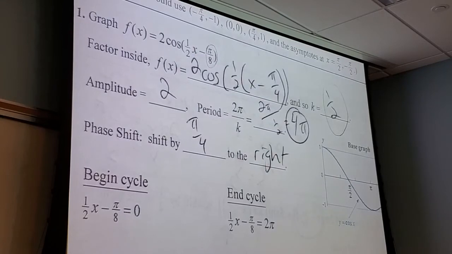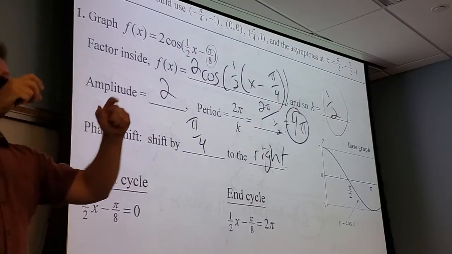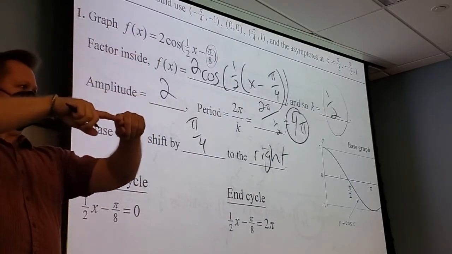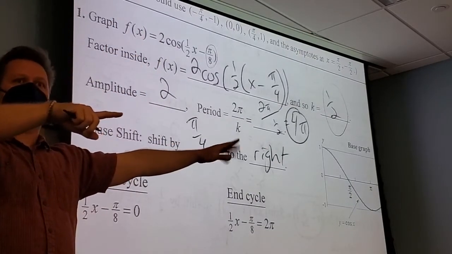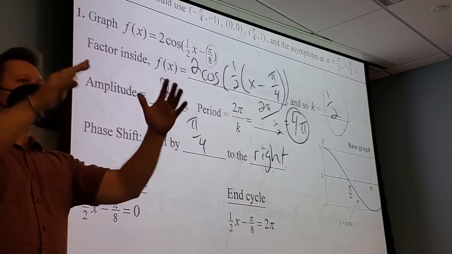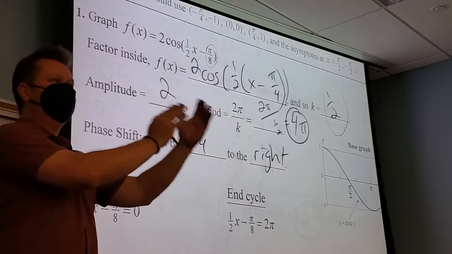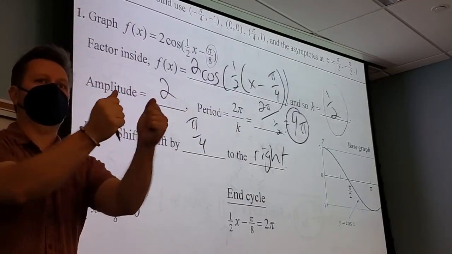Now again, the more you do these, the less you're going to need to do what I'm about to do. But this is a really cool little thing to do. It kind of verifies everything you've done. I really want this to make sense. So cosine. We normally start at cosine of 0, and we go up to cosine of 2 pi, correct? So we always start where the inside is 0, and then we end when the inside is 2 pi. I really want that to make sense.